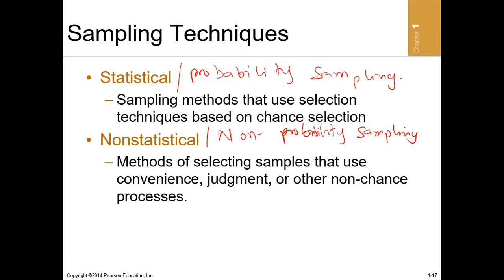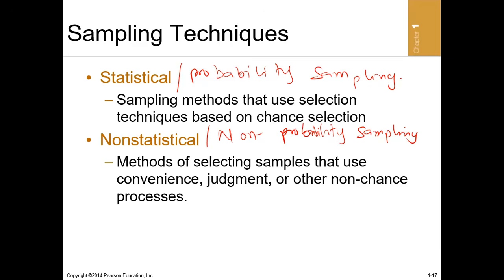Some of the non-statistical or the non-probability sampling techniques is convenience. For instance, let's say if I teach a certain class, okay, in a school of business, and I want to take data from school of business students, it will be convenient for me to take it from the people I teach. That means I didn't give other people the chances of being selected. So then convenience is a non-statistical sampling technique.